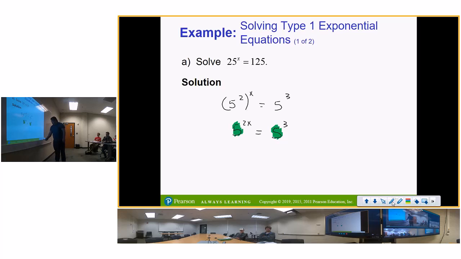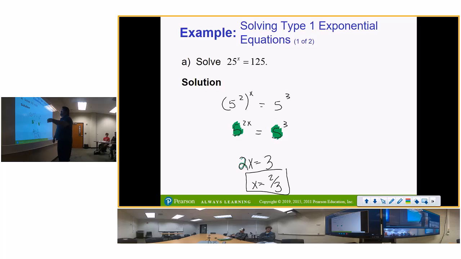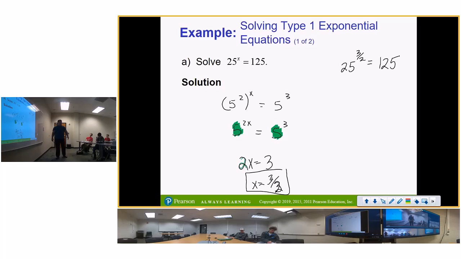Each other. So that would be 2x is equal to 3. x is equal to what? 2/3. So you could rewrite that as 25. Is it 3 halves? 3 halves, thank you. 25 to the 3 halves is equal to 125. Yay.